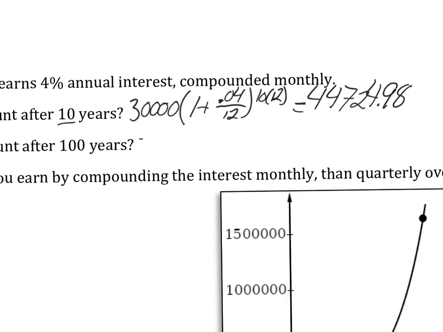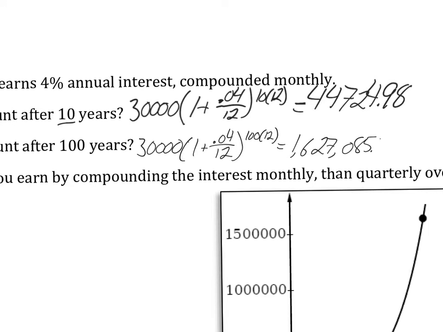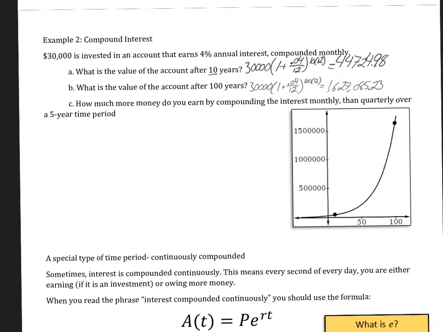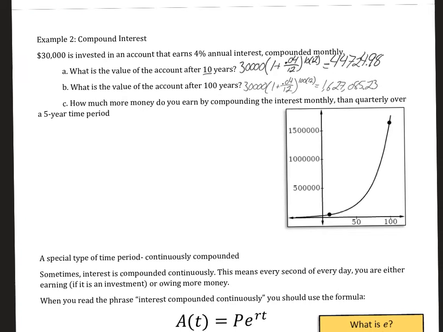Okay, so what is the value after 100 years? Again, we have 30,000 times 1 plus 0.04 divided by 12, 100 times 12, which is going to give us $1,627,085.23.